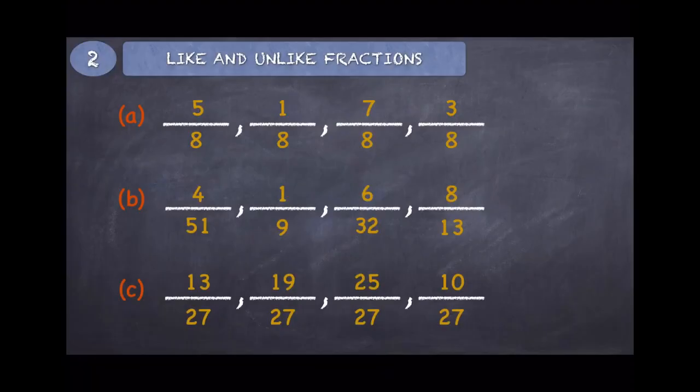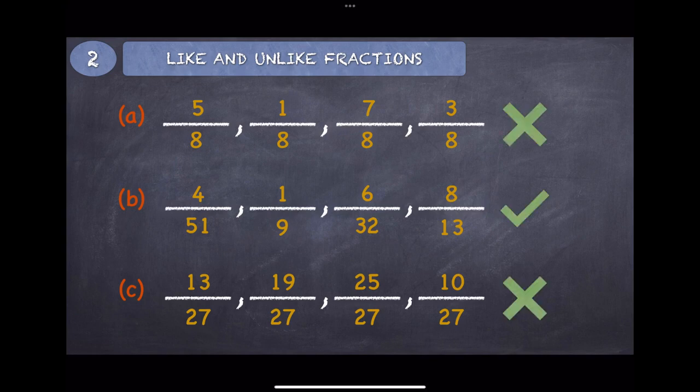So, can you try to identify unlike fractions from the given set? Well done, kids! All the fractions in option B, that is 4 by 51, 1 by 9, 6 by 32 and 8 by 13 are unlike fractions because they have different denominators.